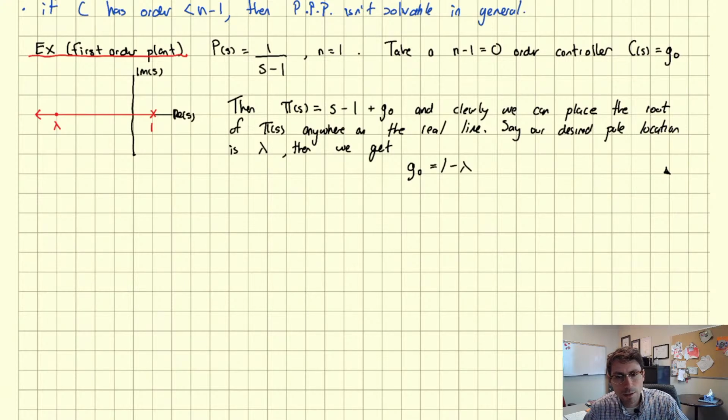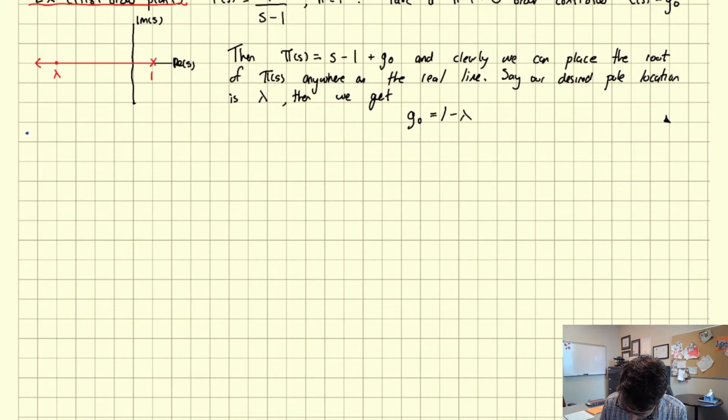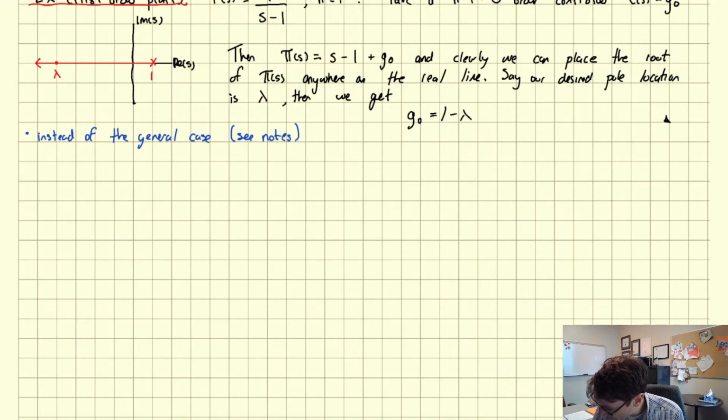All right. So instead of doing the general design equations, let's derive them for the case of a second order plant. You can look at the notes if you want to see the general expression. So let's say that instead of the general case, and for that you can see the notes, let's generate design equations for a second order plant.